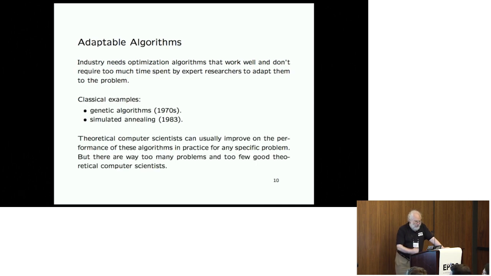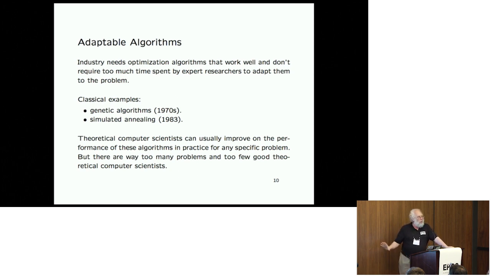So the classical examples of adaptable algorithms are genetic algorithms and simulated annealing. And when these came out, theoretical computer scientists basically sneered at them, saying, well, look, Kirkpatrick uses simulated annealing for the traveling salesman problem, but we can solve the traveling salesman problem much better than Kirkpatrick. And if you apply simulated annealing to any other problem, if theoretical computer scientists sit down and get to work on this problem and seriously consider it, they can probably come up with better algorithms.